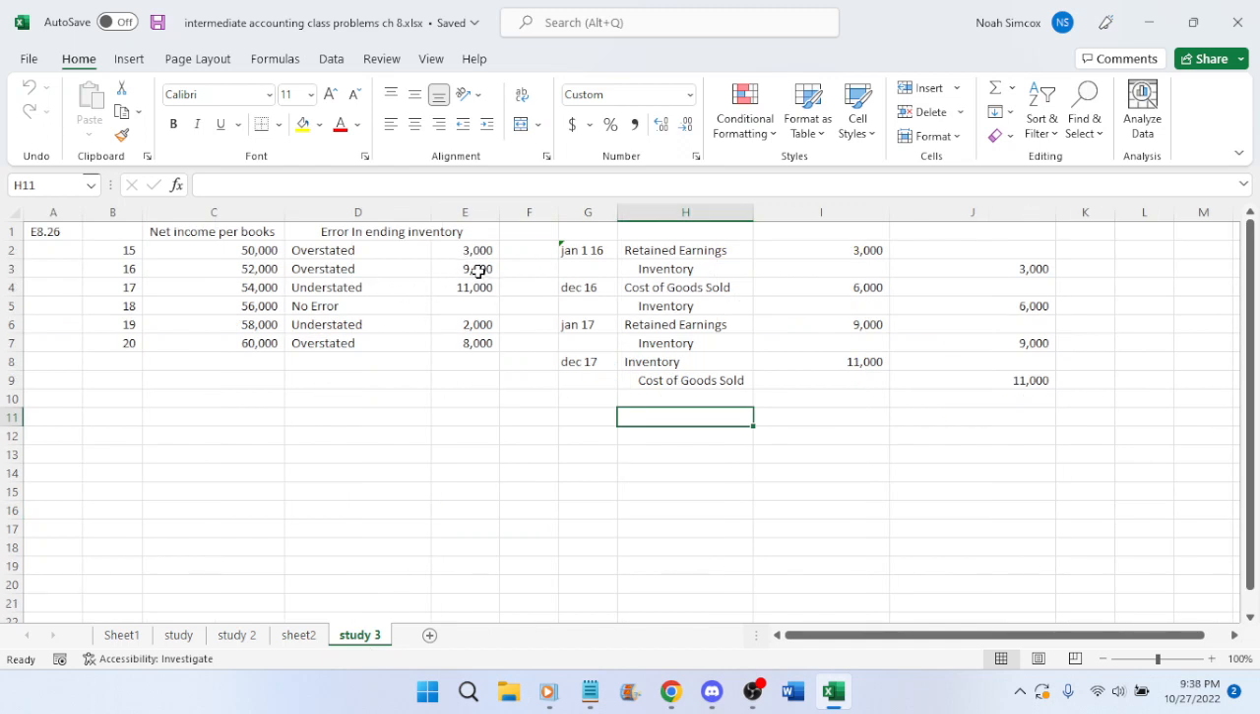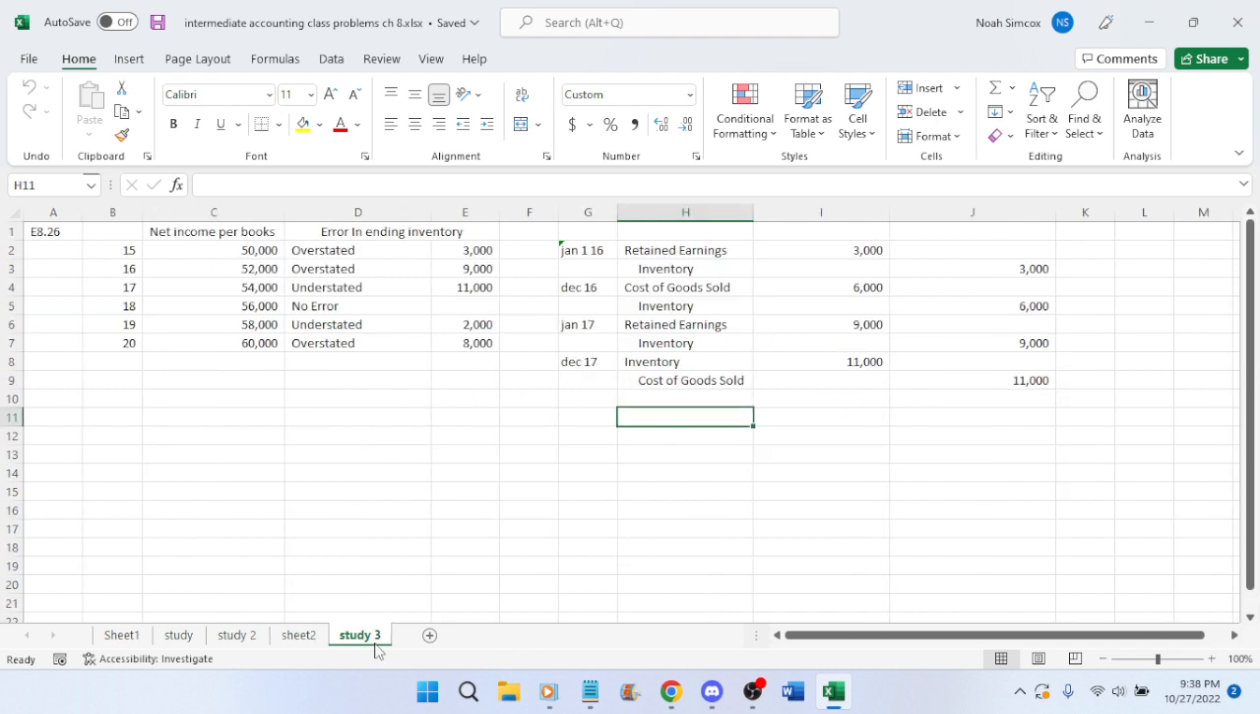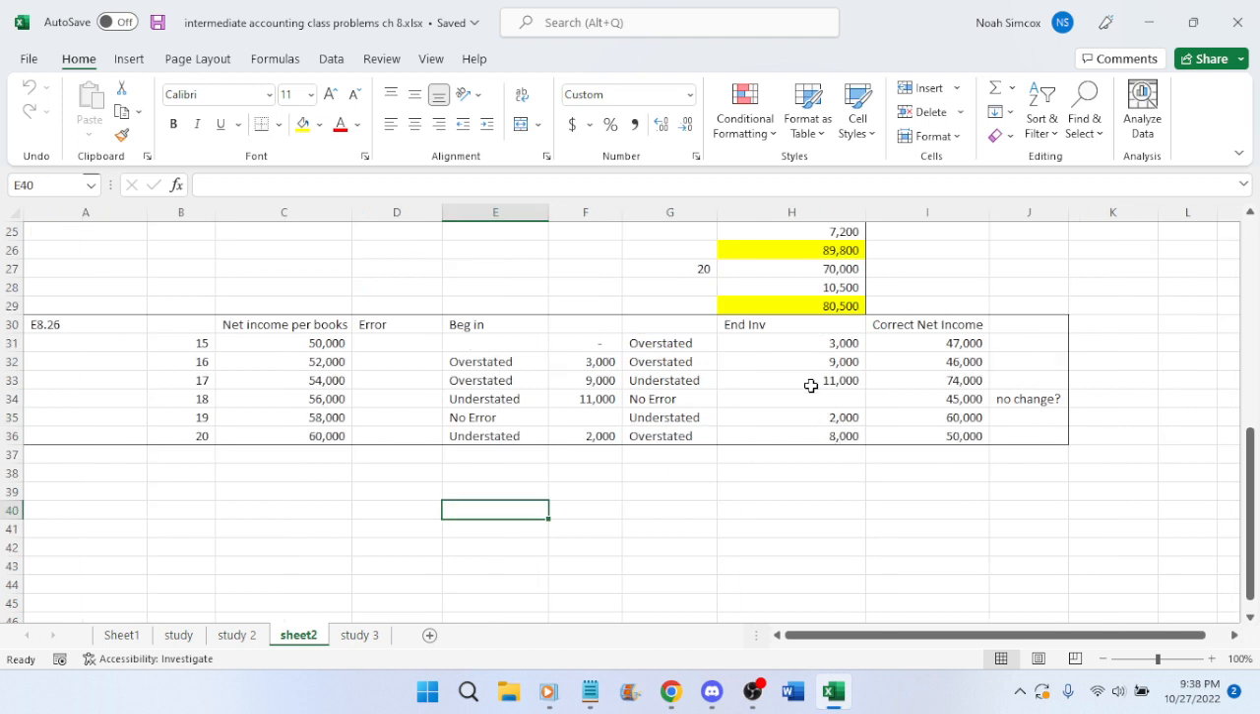Overstated 3,000, overstated 9,000. Basically, all of the errors are listed here: 3,000, 9,000, 11,000, nothing, 2,000, 8,000. Here are all the errors in ending inventory. This is what I did in the assessment. I somehow knew what to do there. It was like, repeat all of this, put this here, put this here. Yeah, that makes sense.